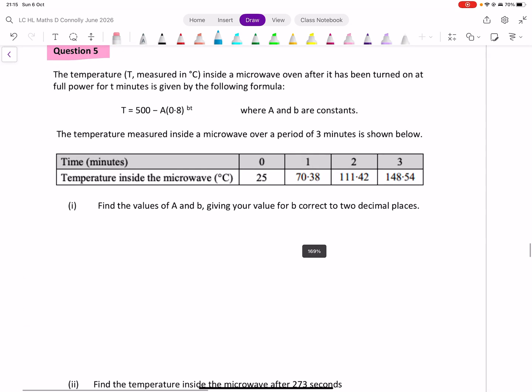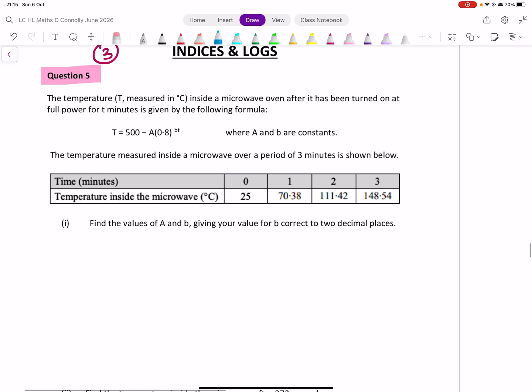I did. So the temperature T measured in degrees Celsius inside a microwave oven after it has been turned on at full power for t minutes is given by the following formula. A and B are constants. The temperature measured inside the microwave over a period of 3 minutes is shown. So it starts at 25 degrees, which is about room temperature. After 1 minute, it's at 70.38. After 2 minutes, and so on. Find the value of A and B.